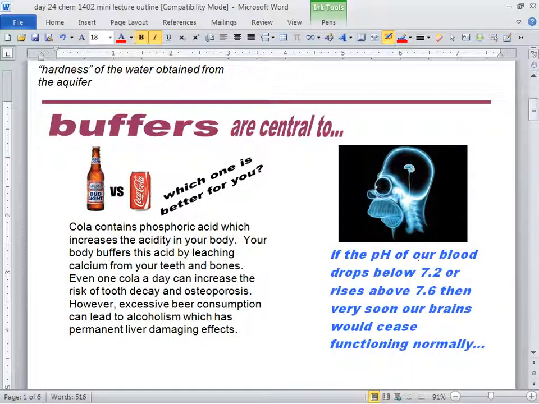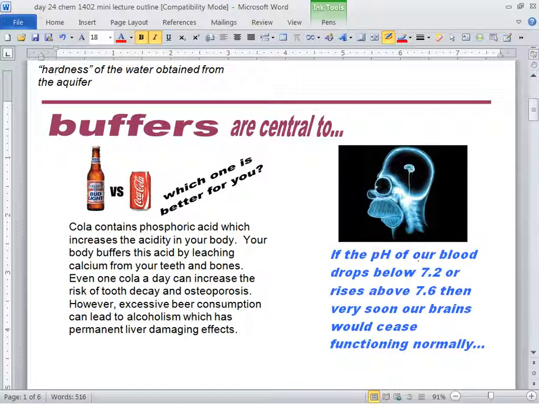Buffers are just Le Chatelier's principle again, but so applicable to talk about controlling pH. Like your blood is buffered. If you get outside of this narrow pH region, you're in a world of hurt. So your blood itself is buffered, and how does it do it? We'll talk about the mechanism anyway.